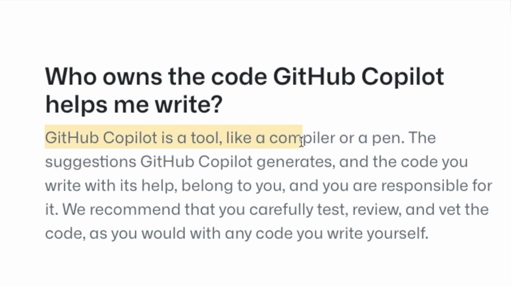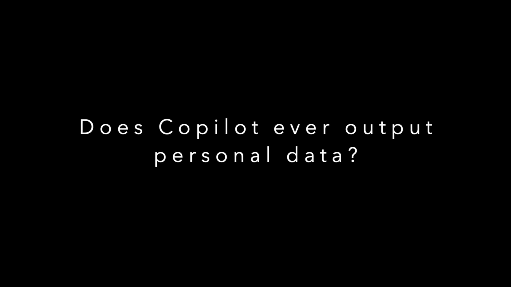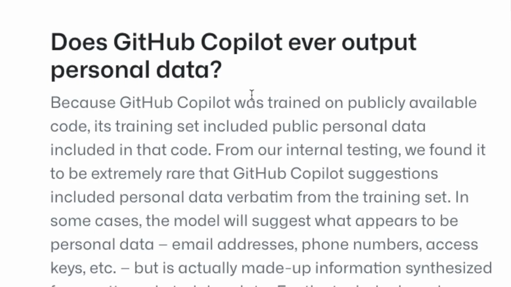More importantly though, who actually owns the code that Copilot generates? It's you, the developer. Copilot is simply a tool that generates code snippets, and ultimately it's the user that has to be responsible for the output that's being generated and making sure to make the changes that are necessary to tweak these suggestions to what they actually want. Another question is whether Copilot ever outputs personal data. The fact of the matter is that since Copilot was trained on publicly available code, then naturally it is possible that Copilot suggestions will include personal data verbatim from the training set.